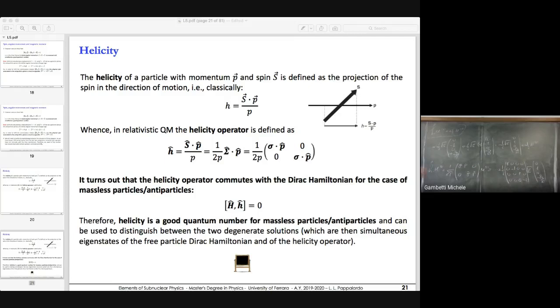And so for the second solution, we obtain this eigenvalue expression: the helicity operator acting on u2 is equal to minus 1/2 u2. So u1 is an eigenstate of the helicity operator with eigenvalue plus 1/2, and u2 is an eigenstate of the helicity operator with eigenvalue minus 1/2. And this is exactly the twofold degeneracy we were looking for.